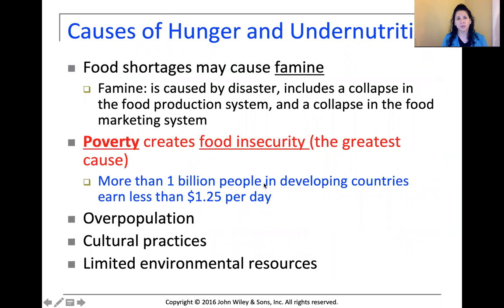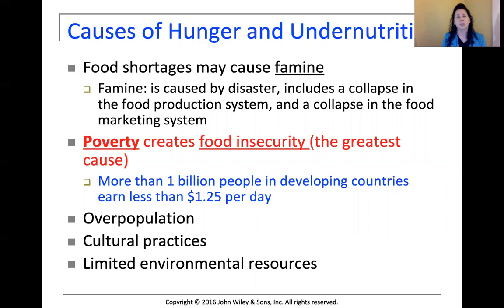Causes of hunger and undernutrition. One is going to be famine. So what is famine? Famine is when a population or an area does not have access to food because of disaster, because they can't get food to them because of a collapse in the food production system, and again, marketing. So these reasons can happen, like when we saw Hurricane Katrina, when we see catastrophes happen, these disasters that happen, whether they're natural or man-made, they cause a segment of our population to not get the nourishment that they need.